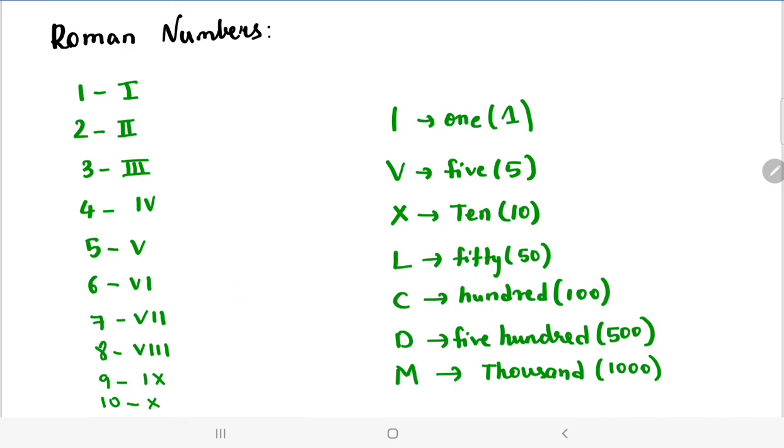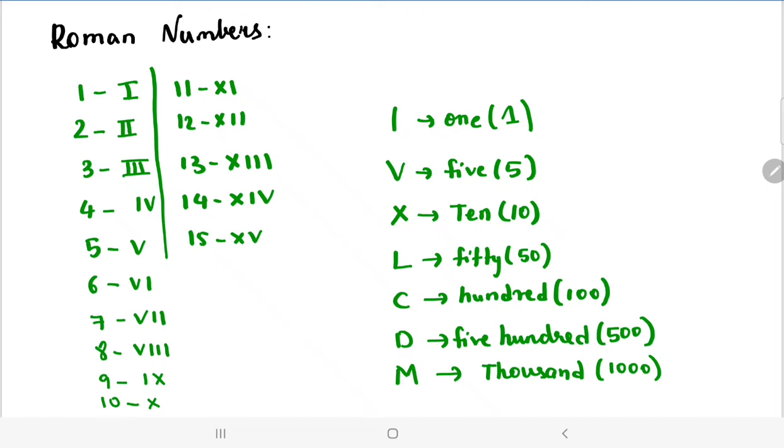Coming to 9, we will write 9 like this. Why? Because X means 10, and if we write something before that, it means minus. 10 minus 1 is equal to 9. So we will write 9 like this, and 10 as usual, we will write it as X.